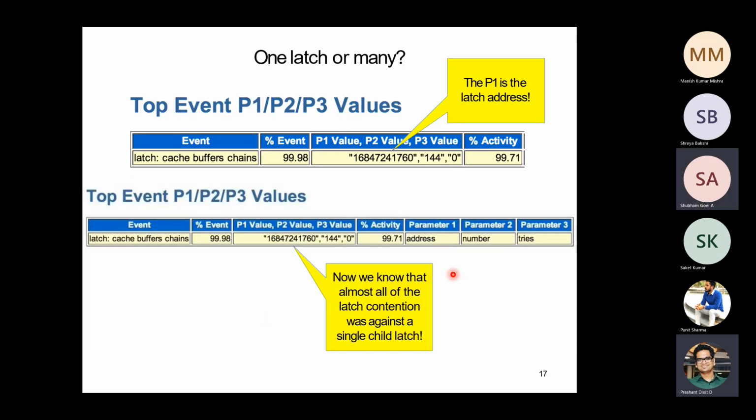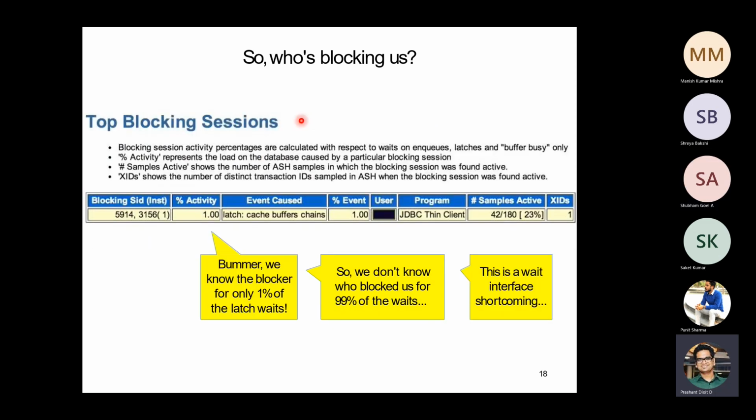Correct? Okay. So now if you check the top event P1, P2, P3 values, out of the total 99.98% activity, this is just a representation of what I just explained. The first, P1, is the address, P2 is the number, and 0 is the tries. That's it. Move to the next section.